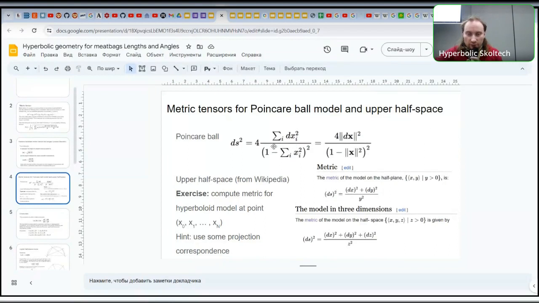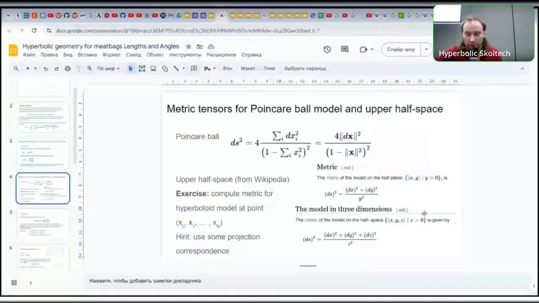And then the metric of the upper half-plane model. Actually, I didn't have enough time to put the complete formula for n dimensions here, but you can guess. So you take x1, x2, etc., xn with xn greater than 0, and then just take the sum of dxi squared and divide it by xn squared. Yes, and this is symmetric. You can compute length for now.